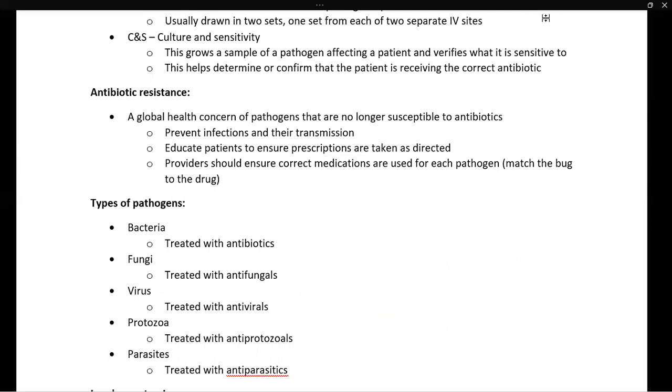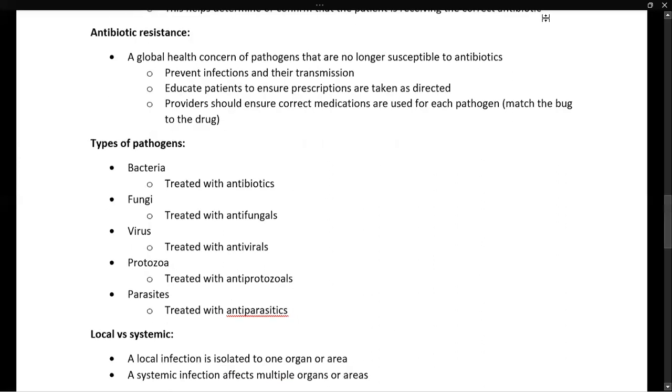And finally, at the provider level, we most importantly make sure that we are correctly prescribing antibiotics and not over-prescribing antibiotics. This is called matching the drug to the bug, where we want to make sure that whatever pathogen the patient has, we are prescribing a medication that is able to destroy that pathogen.